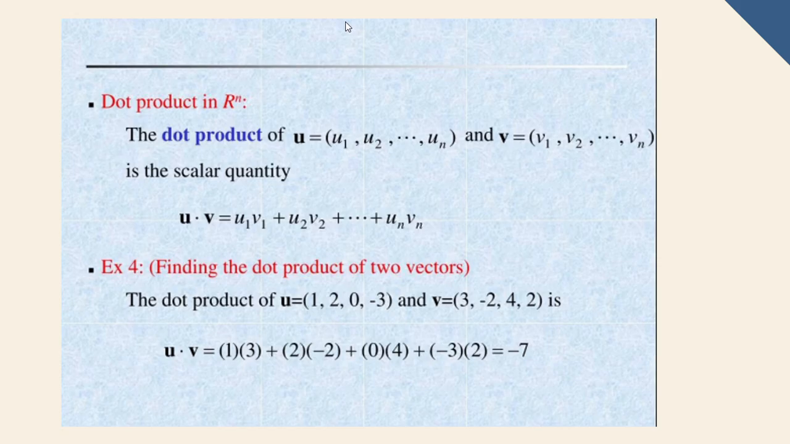For example, if u is (1, 2, 0, -3) and v is (3, -2, 4, 2), we multiply those matching pairs. 1 times 3 equals 3, 2 times negative 2 equals negative 4, 0 times 4 equals 0, and negative 3 times 2 equals negative 6. Adding this together, we have 3 minus 4 plus 0 minus 6, which gives us negative 7. So the dot product of u and v is negative 7.